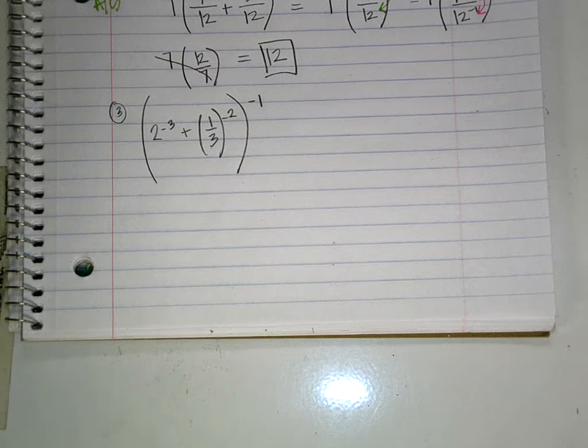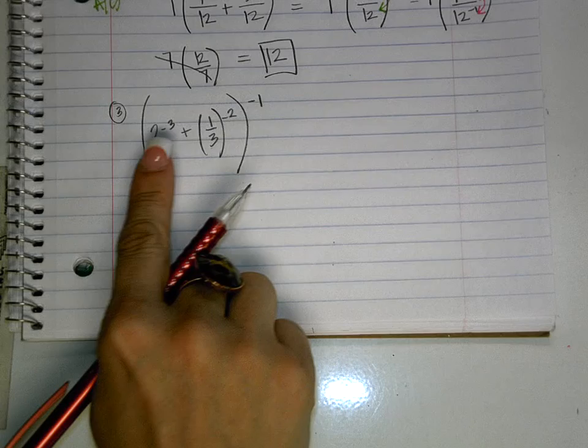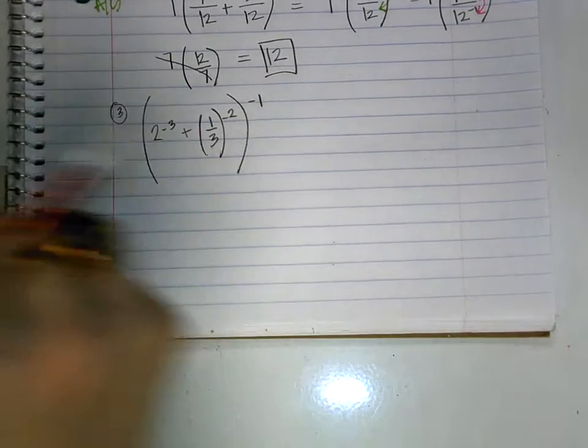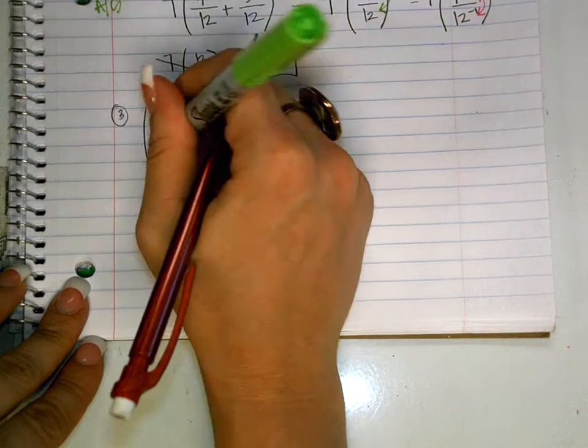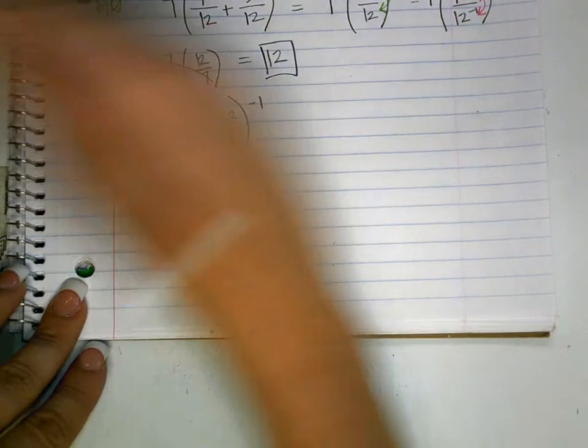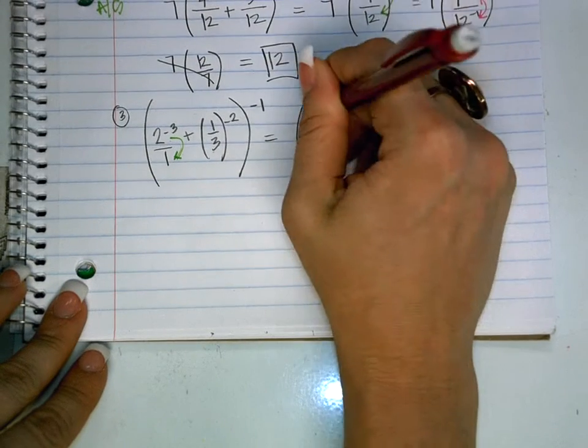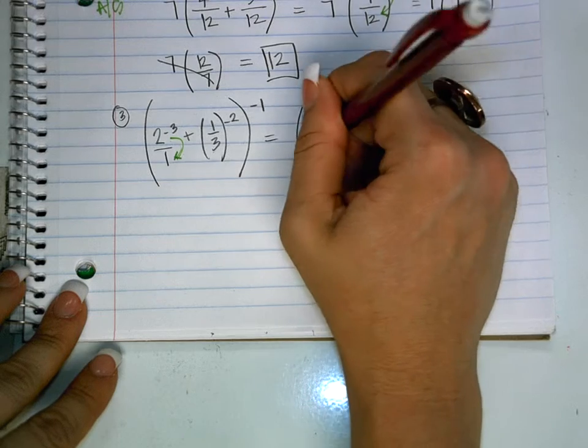So remember, we have to do what's inside those parentheses first. Okay, so let's take care of this 2 to the negative 3. If I make that a fraction, you want to move any negative exponent to the opposite side. So when you rewrite that, that's going to be 1 over 2 to the third.